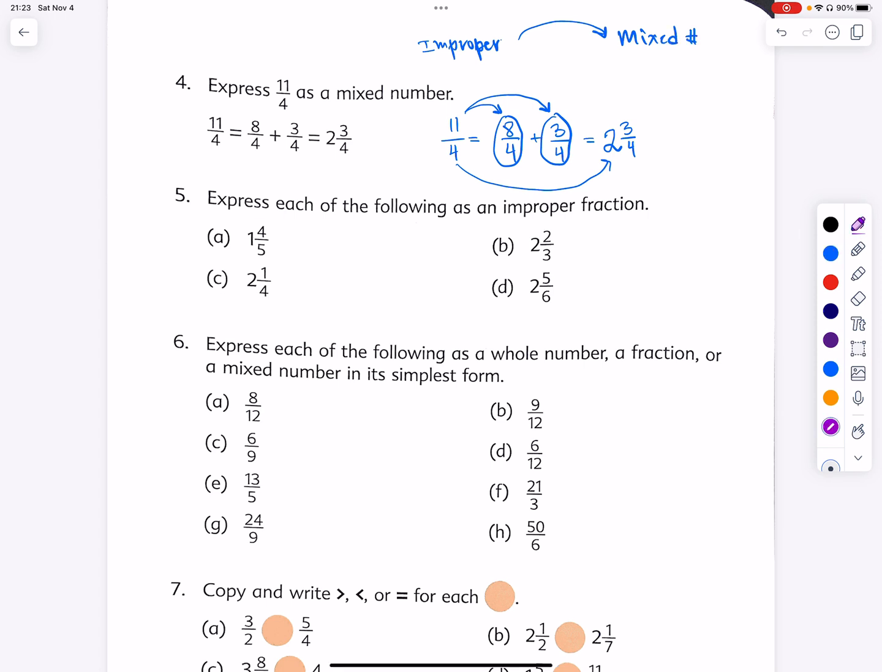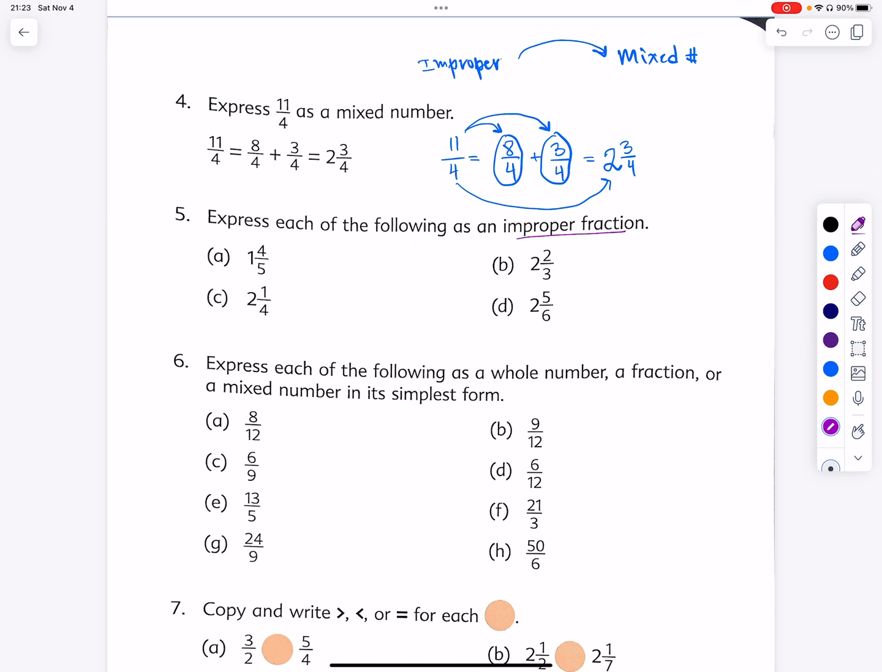Now we are going to take care of the opposite trip. We're going to work from a mixed number and convert it back to an improper fraction. Take a look at number 15, number 5. We have to express each number and translate it into an improper fraction. So let's say A and B. 1 and 4 fifths. Well, 1 is the same as 5 fifths plus 4 fifths, which gives us 9 fifths, and 9 fifths is very improper. Yeah, bigger numerator. 2 and 2/3. Well, we know 2. How many thirds are in 2? 3/3 are in 1.